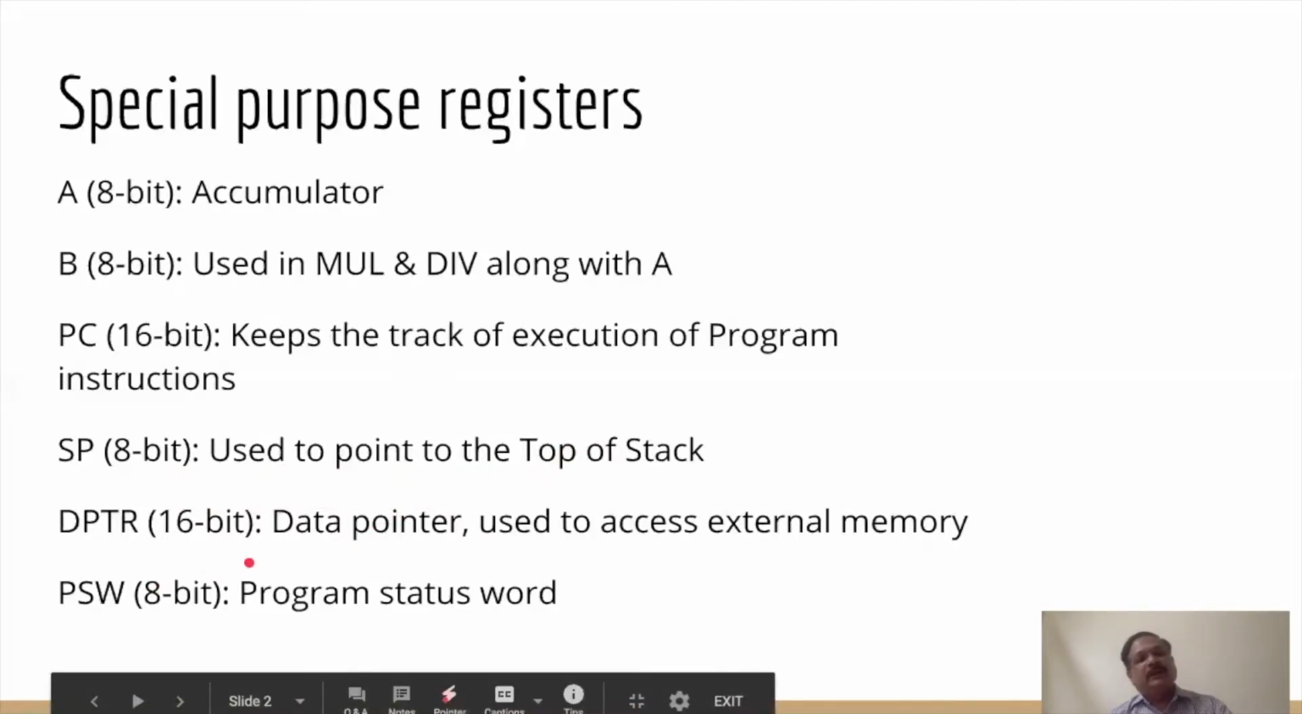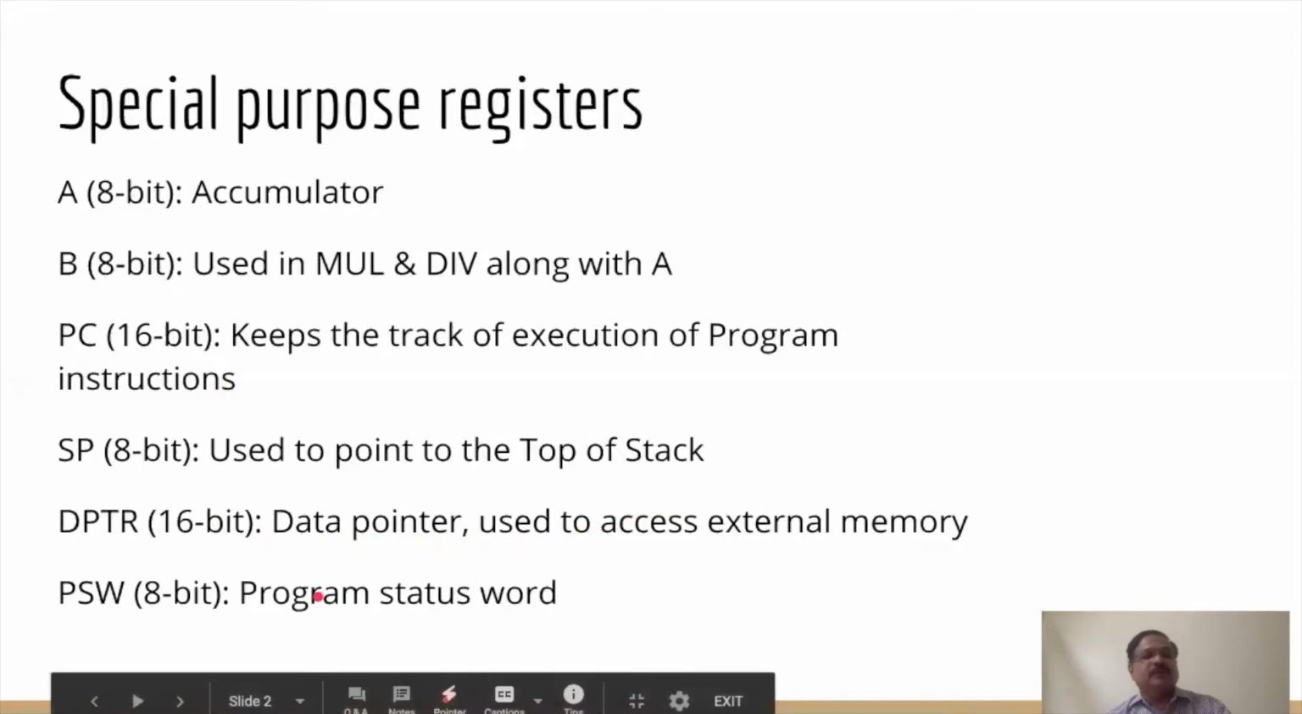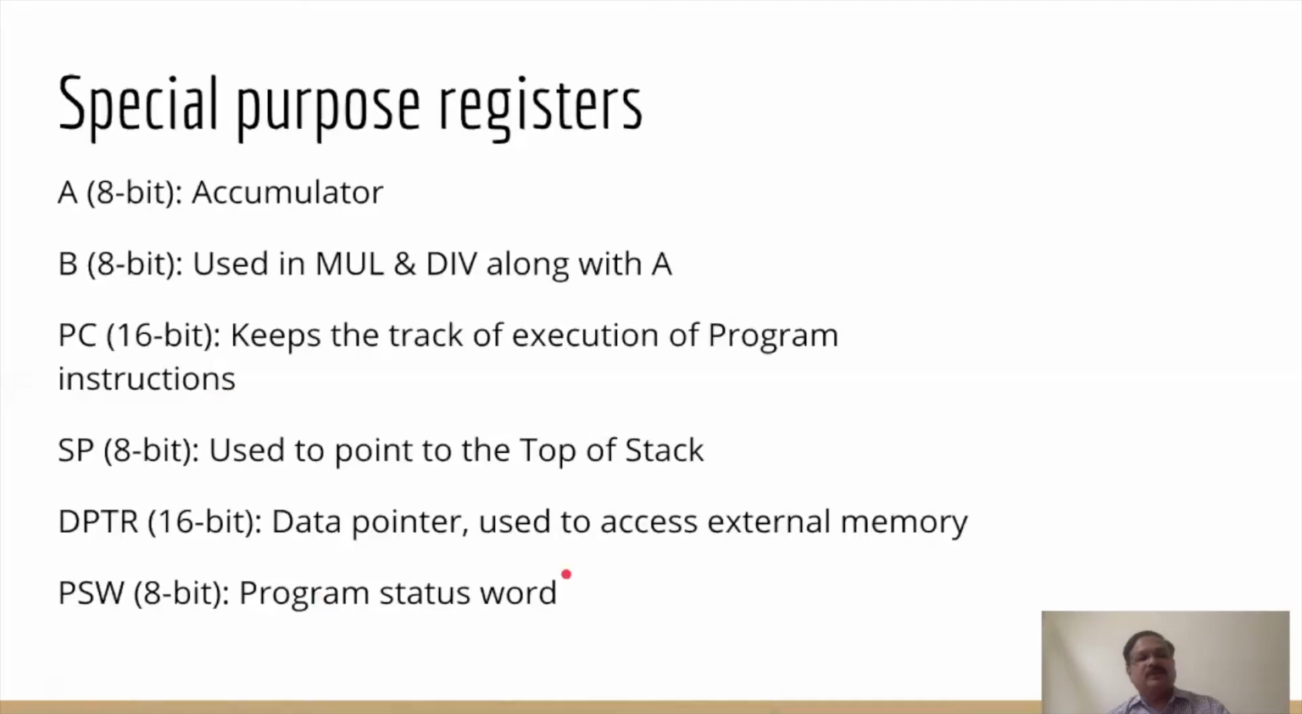Then DPTR, this is another 16-bit register. Earlier we had seen the program counter, and now here the DPTR, the data pointer. Actually, there are two parts, DPH and DPL, that is the higher byte and the lower byte. You will see later on. It is used to access the external memory as a pointer. Then PSW, this is again an 8-bit register, the program status word. We'll see the format of the PSW next.